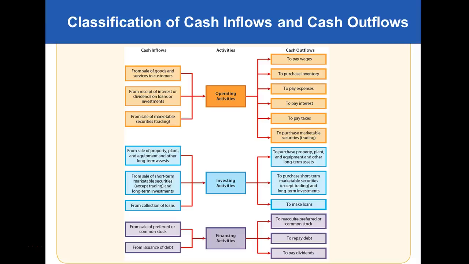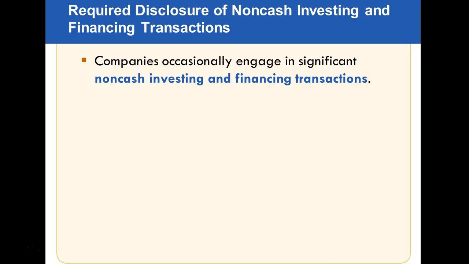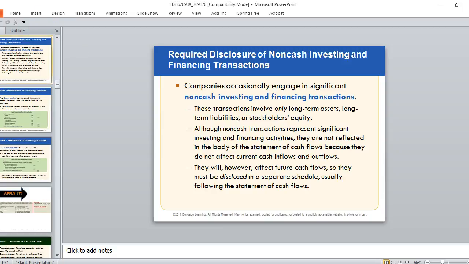Cash outflows related to investing is purchasing property, plant, and equipment, purchasing short-term trading securities, and making loans to people. And then financing is money's coming in from selling stock or from issuing debt. And then money's going out to reacquire stock, which is treasury stock, or to repay debt, or to pay dividends. So each of these activities is broken into specific events that occur with each one of those activities. So what I want to do real quick is go through a problem.